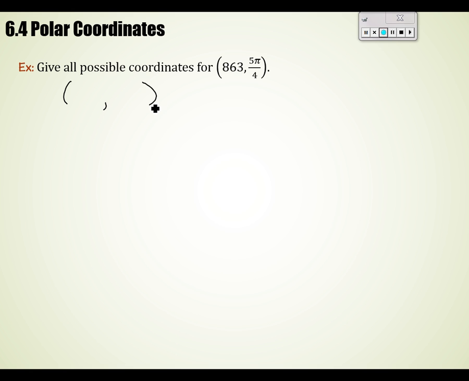Another way of saying it, Ashish. Negative 863, pi over 4. I like that. So turn in the first quadrant and then walk backwards into the third quadrant. Okay. Yeah. Andrew. Negative 863, negative 3 pi over 4. Wonderful. Yeah, and we could come up with some other ones too, right?